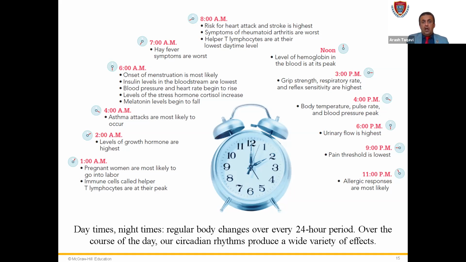At 6 a.m., onset of menstruation is most likely in women. Insulin levels in the bloodstream are lowest. People with diabetes should have some intervention near 6 to 7 a.m. Blood pressure and heart rate begin to rise because you want to wake up. Levels of the stress hormone cortisol increase. You are going to the standby situation. And melatonin levels begin to fall because melatonin is necessary for sleep.